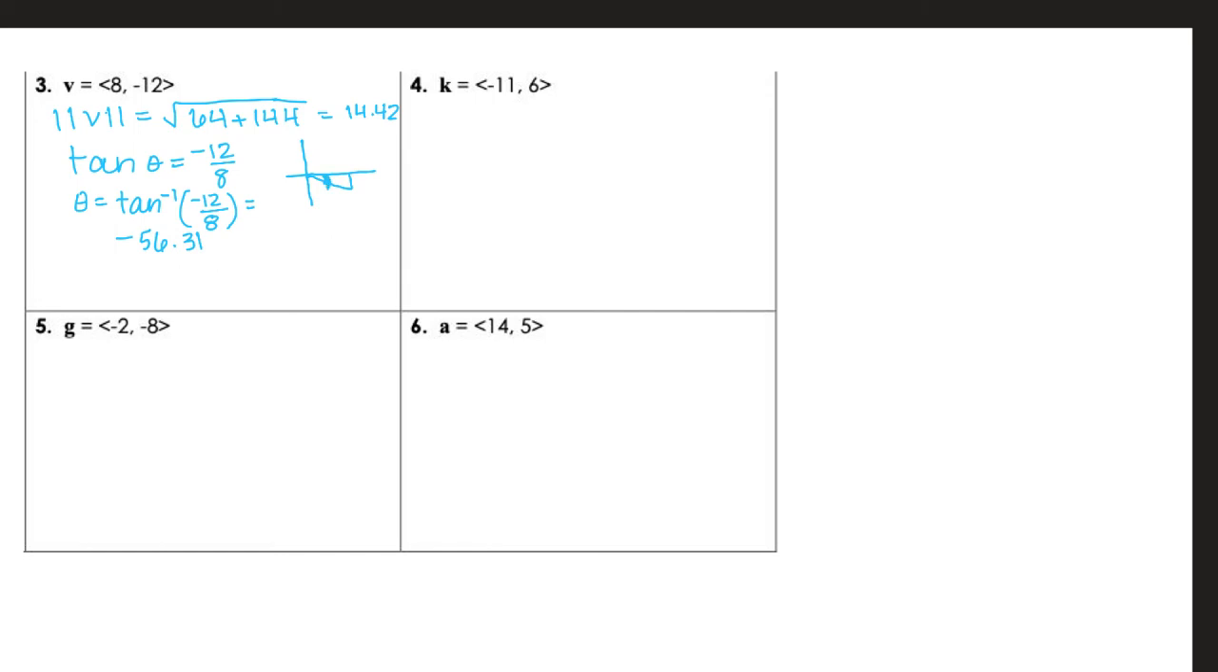But remember, we need the angle from here all the way to down here. So we need this big angle. So what we can do is say 360 minus 56.31. And that's going to give us 303.69.